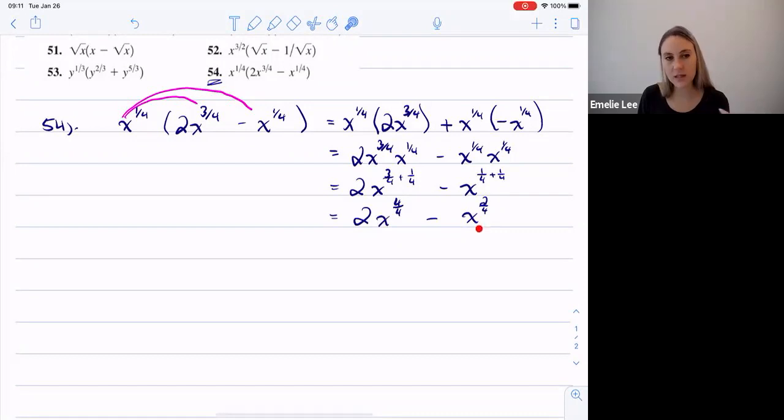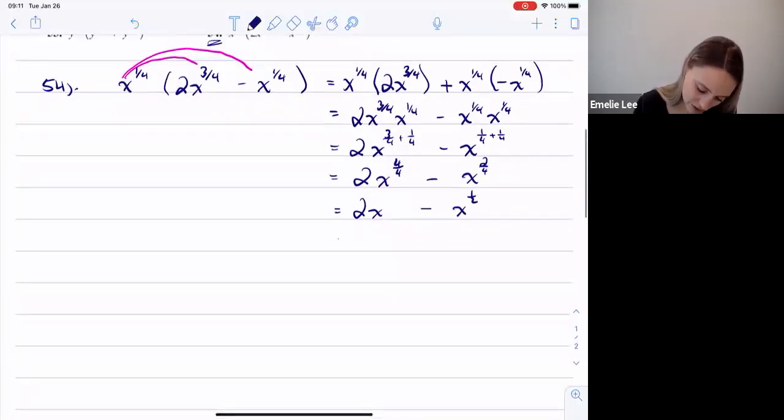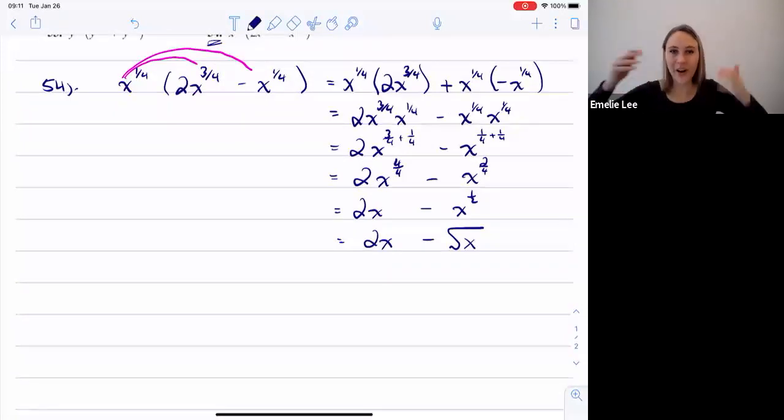And then here I've got x to the power of 2 over 4, which I can simplify to 1/2. Remember what the exponent 1/2 is, that's the square root of x. I'll write it out in 2 steps: 2 times x minus x to the 1/2, which is really 2x minus the root of x. If we remember all those things about fractional exponents, we're really talking about roots.